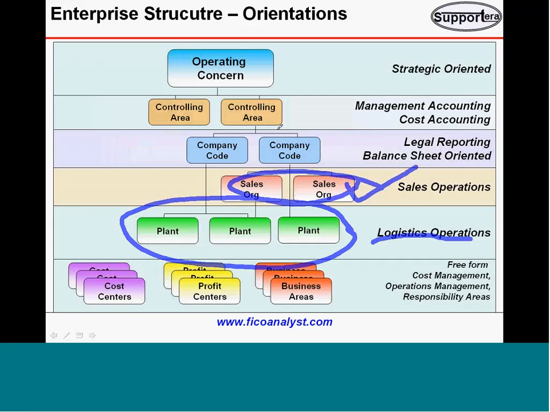And then apart from these things, you have cost center reporting, profit center reporting, business areas. Nowadays in the GL, they are talking of segments. But whatever, you have much more detailed, free-form reporting requirements: cost management, operations management, responsibility areas like that. This forms the lowest level, you can say, but all of this together. So management accounting, we said, is for internal decision making, and then legal reporting, sales operations, and all that.